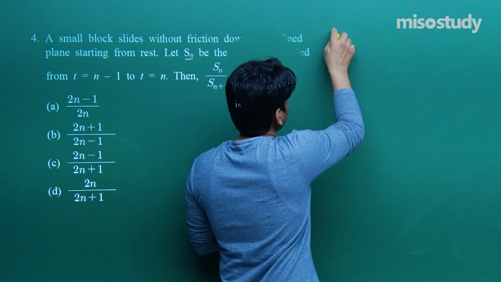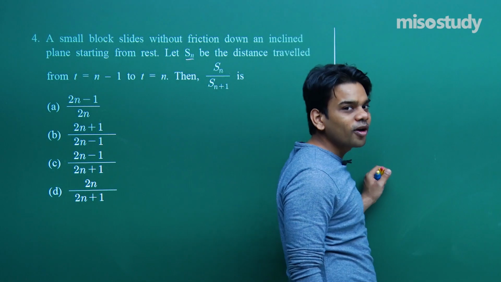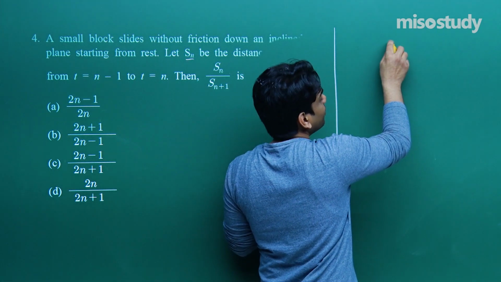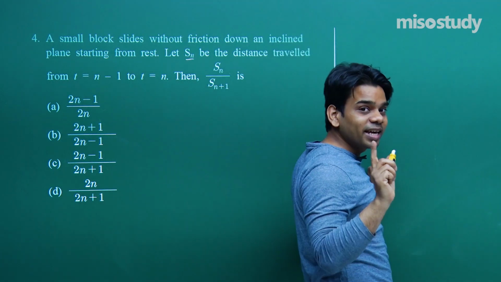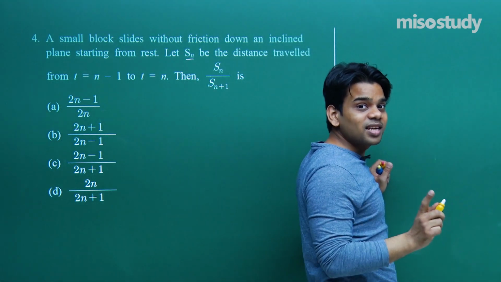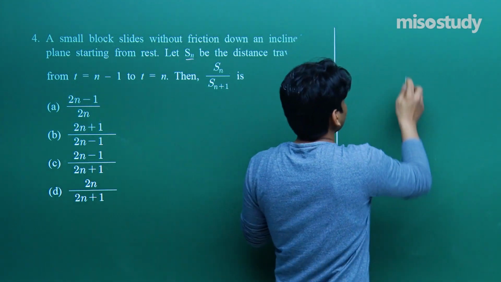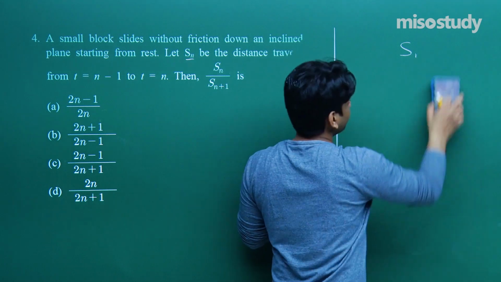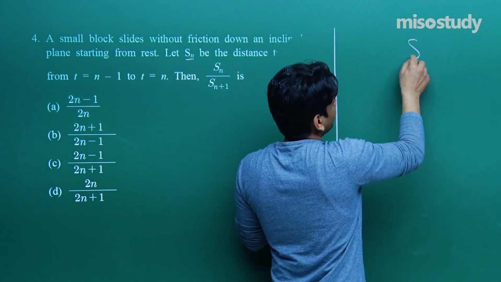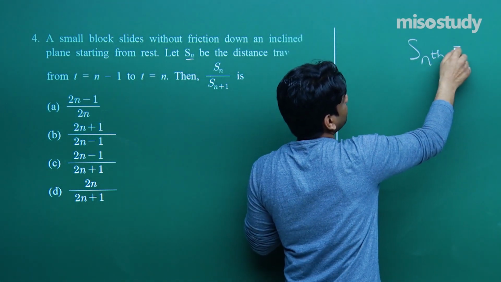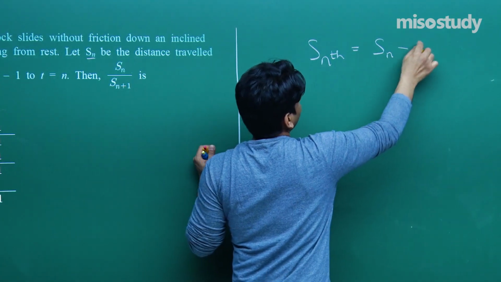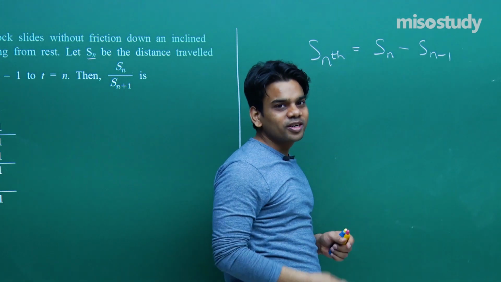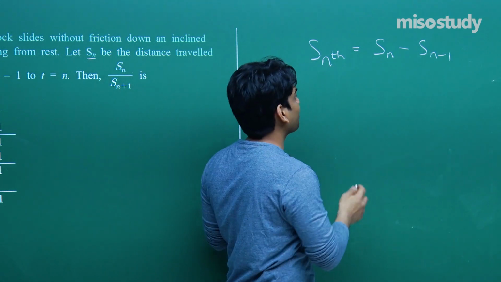See here everyone, this is why I'm doing this, because you may forget how to find the distance traveled in the nth second. So the distance traveled in the nth second will be the distance traveled in n seconds minus the distance traveled in n minus 1 seconds, that is Sn(th) is equal to Sn minus Sn minus 1. I am just showing you how, if you forget, you can reach the formula instantly in the examination.